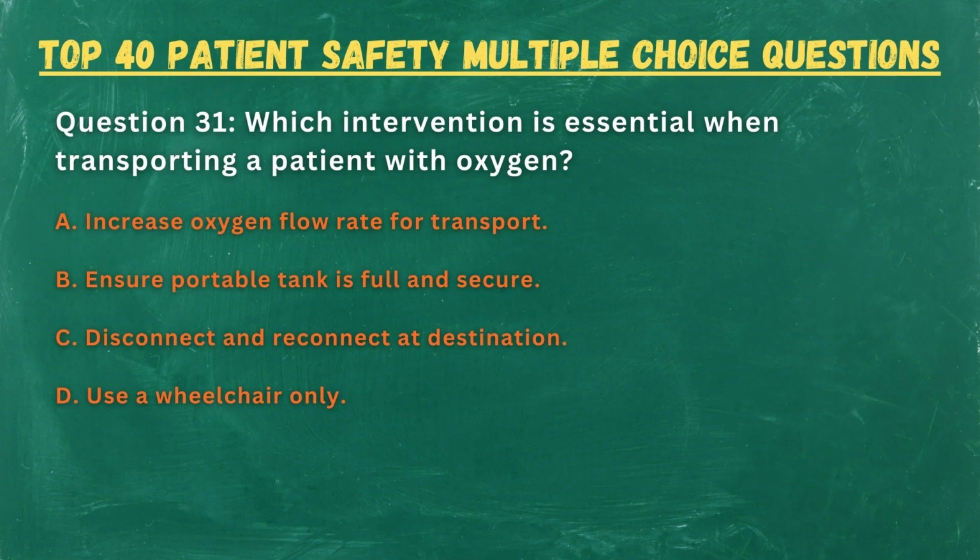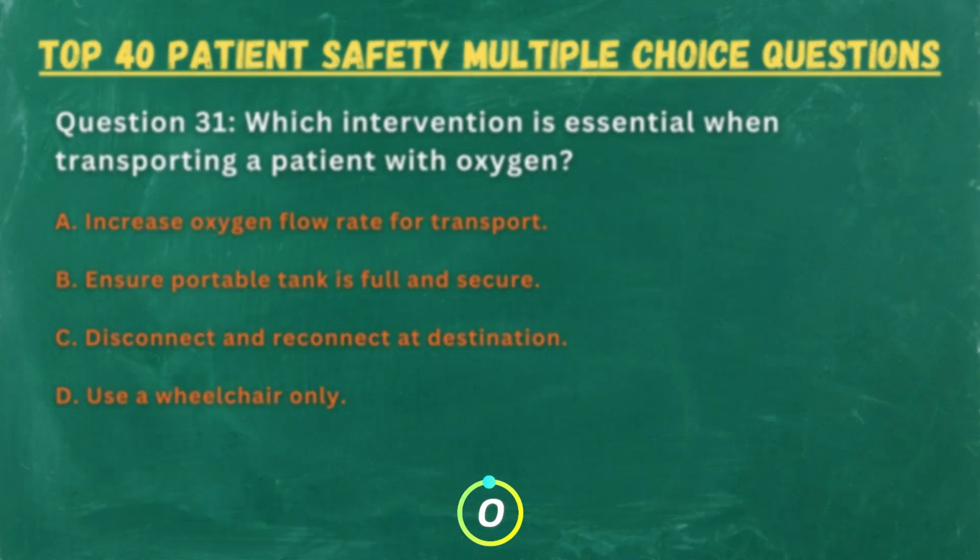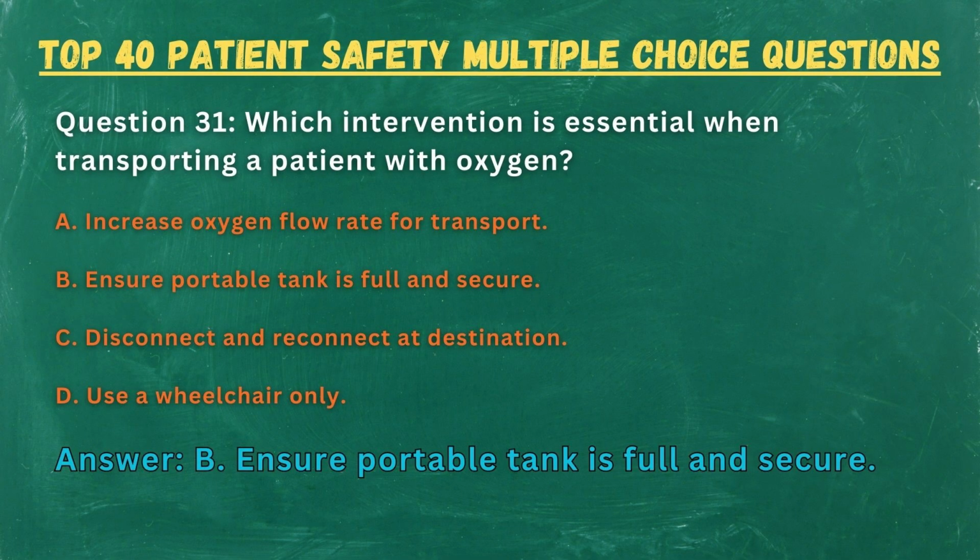Question 31. Which intervention is essential when transporting a patient with oxygen? A. Increase oxygen flow rate for transport. B. Ensure portable tank is full and secure. C. Disconnect and reconnect at destination. D. Use a wheelchair only. Answer. B. Ensure portable tank is full and secure.